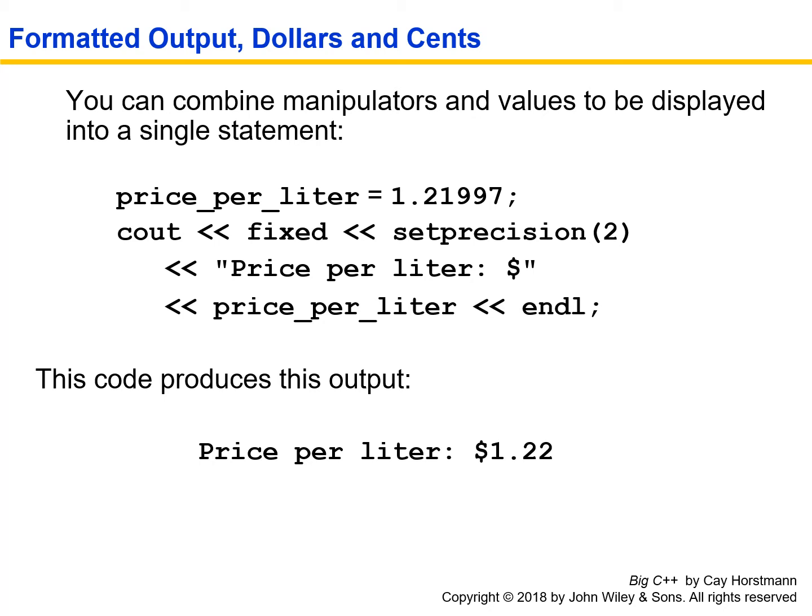And you can in fact chain all of the things that you want to send to cout into one really long line of output if you want, like this example shows in the slide here. You can also separate it, you can say cout << fixed; new line cout << setprecision(2); new line cout << price per liter. You can separate them all into a bunch of cout statements, because until it sees an endl, cout is not going to break to a new line.